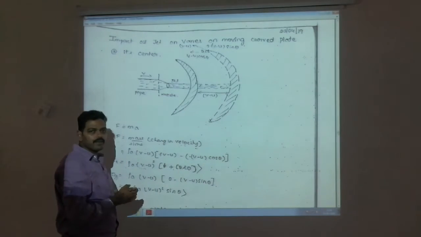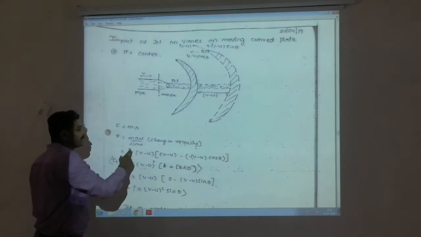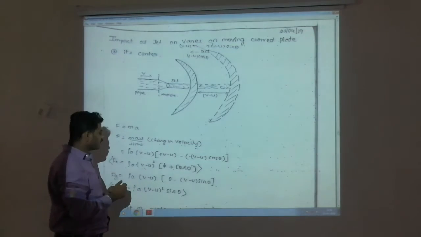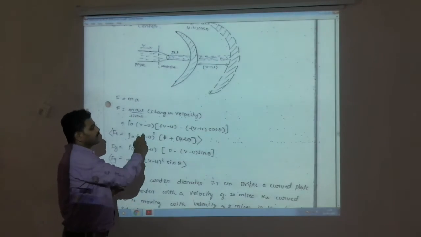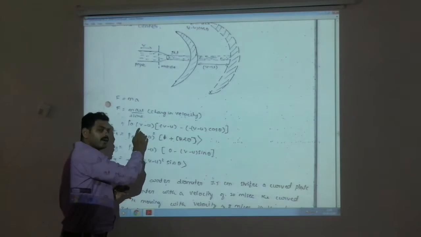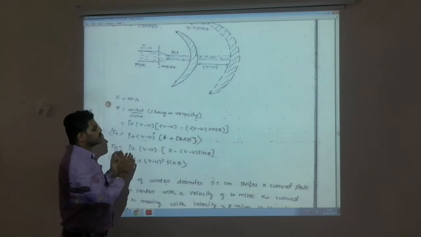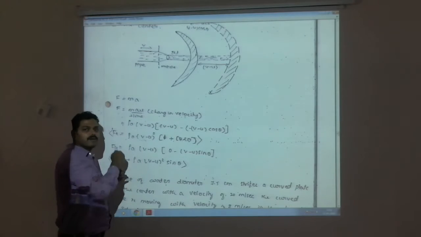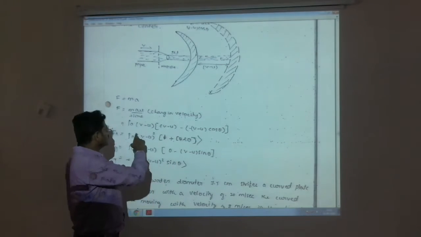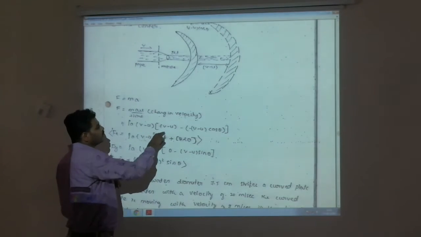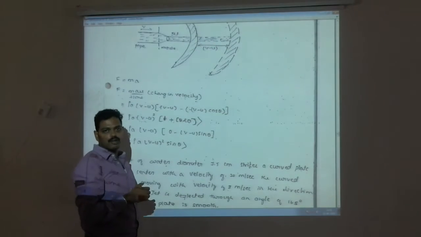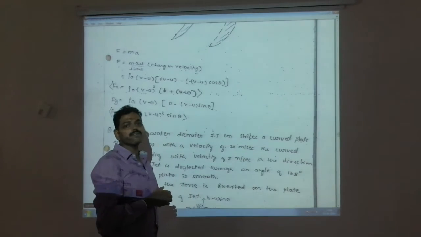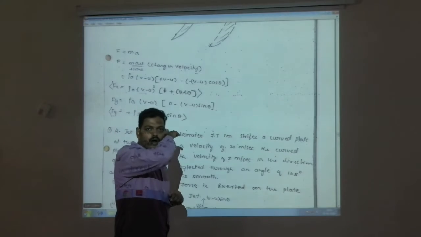Here we have to apply Newton's second law of motion again. F is equal to ma, that is mass per time into change in velocity. In the previous case we discussed that it is rho a v directly for mass per time, but here instead of v it will become v minus u because of relative velocity. So rho a into v minus u, into the change in velocity, which is initial velocity minus final velocity.